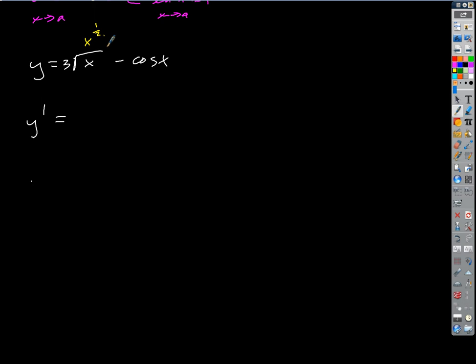So then, what am I gonna get when I differentiate? X to the negative 1/2, good. How about the cosine x? What's the derivative of cosine x? Negative sine x. Right, and so then if we want to simplify this, this is just going to give me 3 over 2, good, square root of x, plus sine. No big deal, right? Make sense? Yeah, that's it.